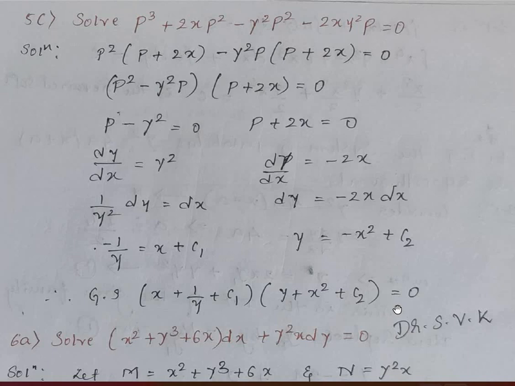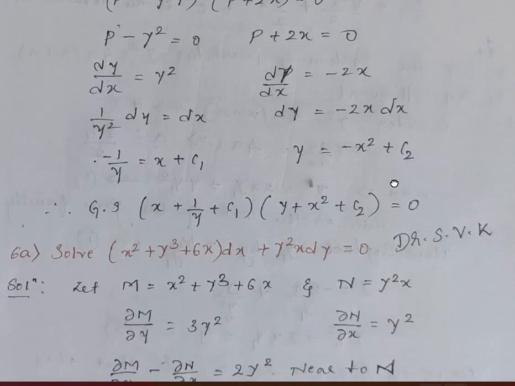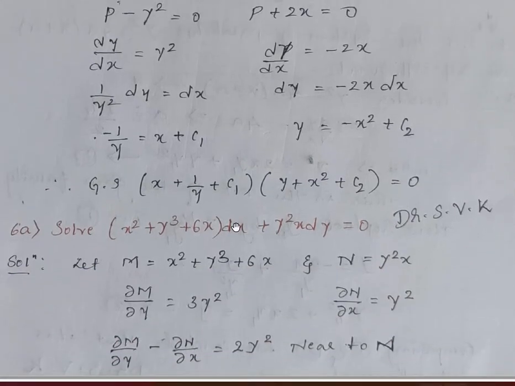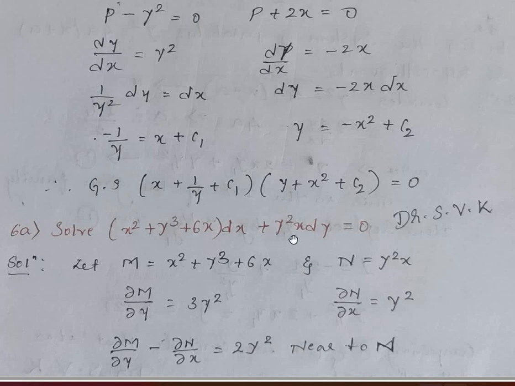Moving on to question number 6a. It is an exact differential equation. It is of the form m dx plus n dy. Define m and define n. What is m and what is n? Write down. After writing down m and n, differentiate m partially with respect to y, and differentiate n partially with respect to x. So the partial derivatives of those two I have written.